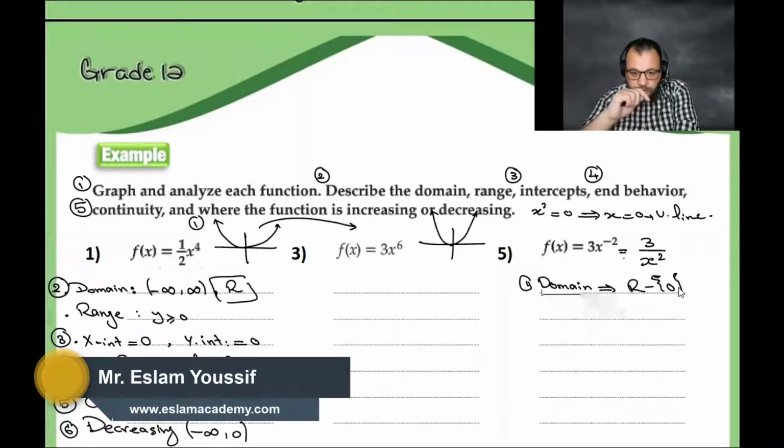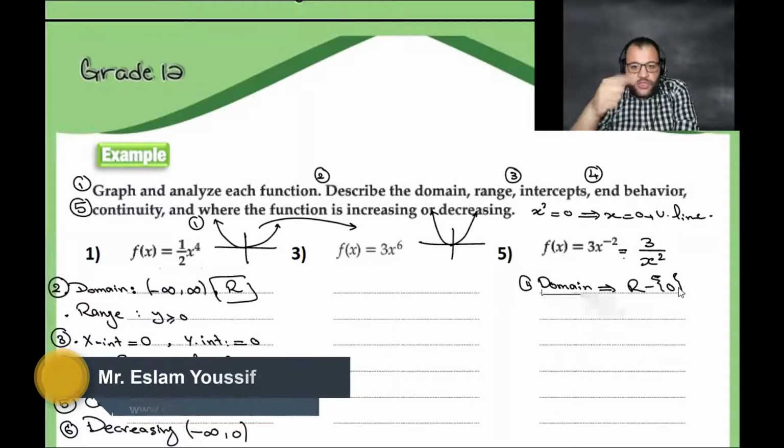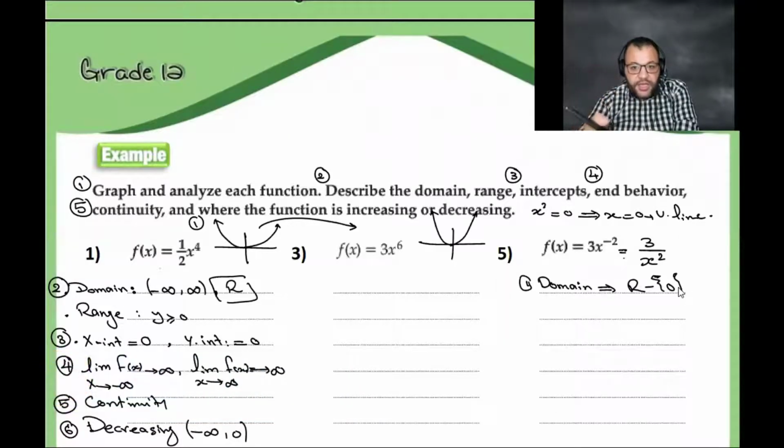Number 2, we need to check because we have a fraction: is there any horizontal line of asymptote or not? No. How do you know that's the case? We have 3 cases, if you remember. What are the 3 cases to know whether there is a horizontal line or not? Same power, yes, this one.